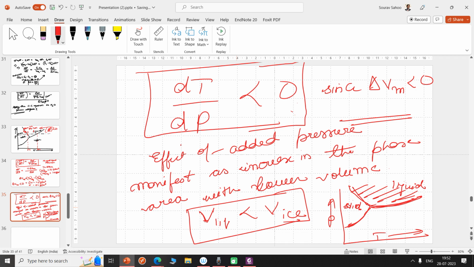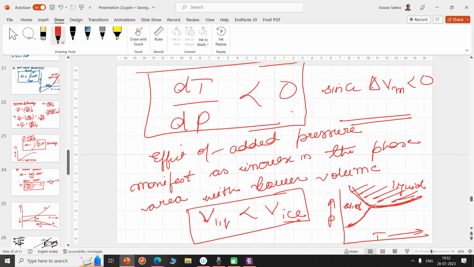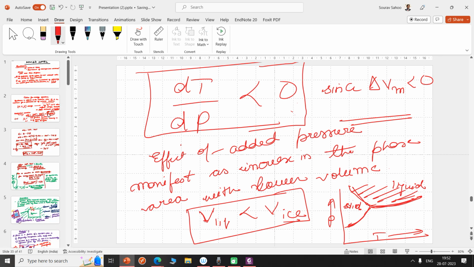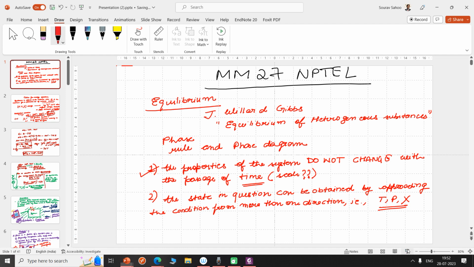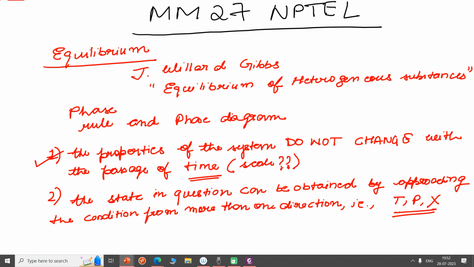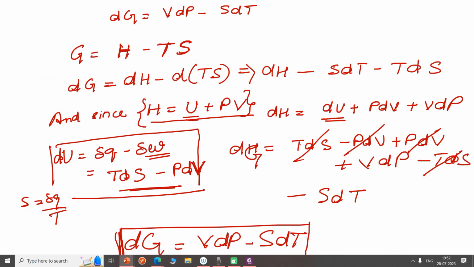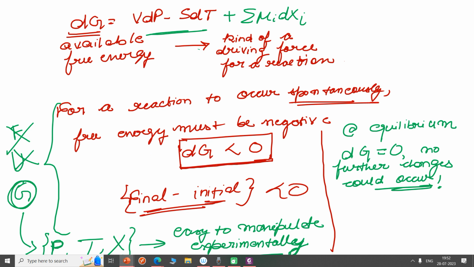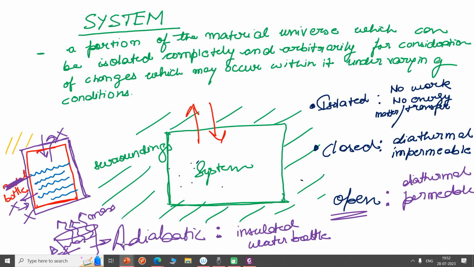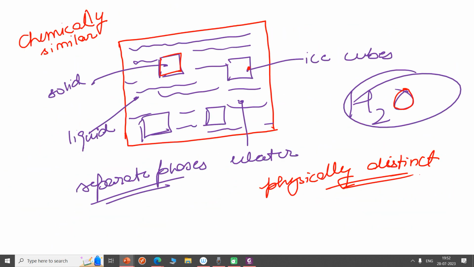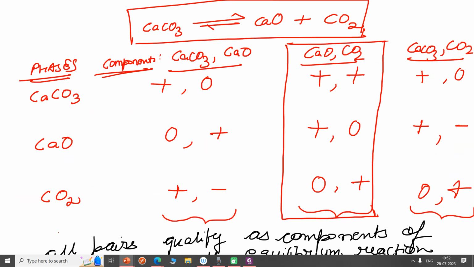So I guess this covers all the topics for this week. We started out with the basic definitions for this course, starting with equilibrium: what is equilibrium, and the very famous Gibbs free energy equation. How do we reach this equation? And then what are the different technical terms: system, what is a phase, how do you define the components of the system, and how can you select the components of a system in equilibrium.